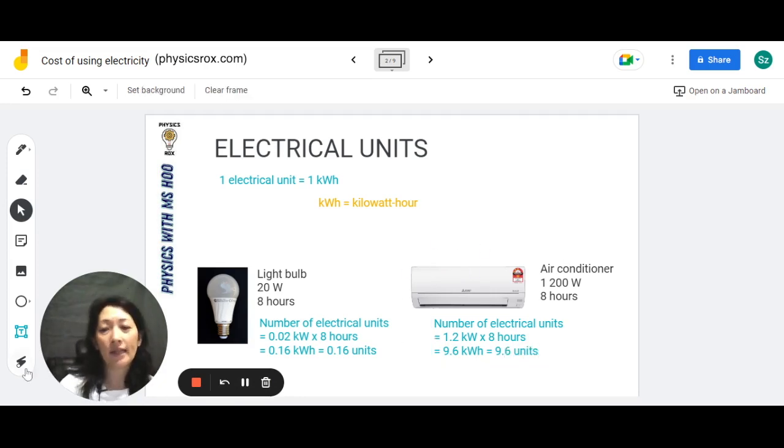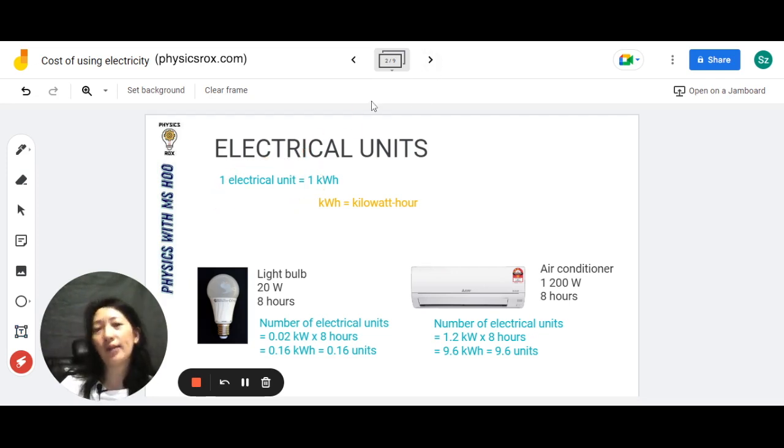So you can see from here, obviously, the higher the power, the higher the number of electrical units. That means the higher the usage. Why do we want to know electrical units? Why do we need these electrical units? Because that's how we calculate the cost of using electricity. The cost of using electricity is calculated as a cost per unit. In this case, the unit refers to electrical units.